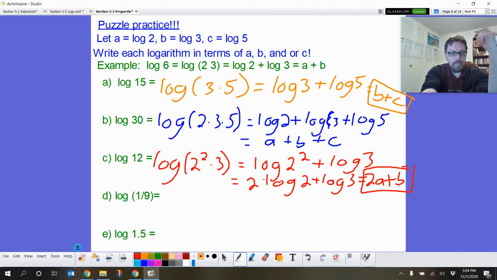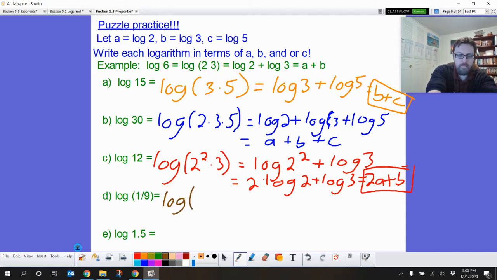All right, let's see, log 1/9. Well, I know 9 is 3 squared, so let's start with that. So this is the log of 1 over 3 squared. Well, here, let's just go with that. So then we get the log of 1 minus the log of 3 squared.